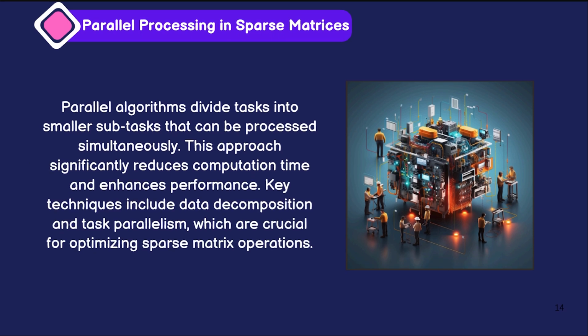Now we will see parallel processing in sparse matrices. Generally, parallel algorithms are essential for improving computational performance by breaking down larger tasks into smaller ones. These smaller tasks can be executed simultaneously across multiple processors or threads, significantly reducing the overall computational time compared to sequential execution, that is, executing each task one by one. Parallel computing is especially useful when working with large or complex datasets. By dividing the work and processing it in parallel, systems achieve better performance and ensure tasks are completed faster.